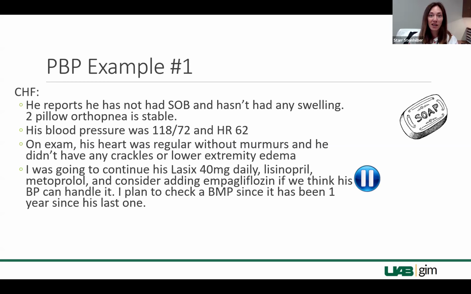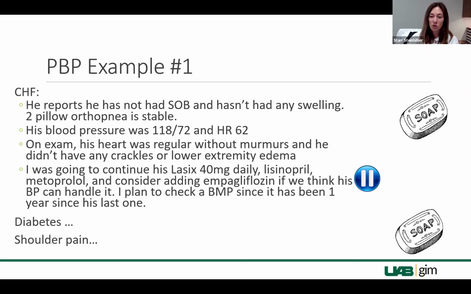It doesn't have to be long. You can say, that's great, I agree, moving on. So you pause after that one. And then going on to diabetes, the full kind of mini SOAP for just diabetes, pause after that, and shoulder pain after that.